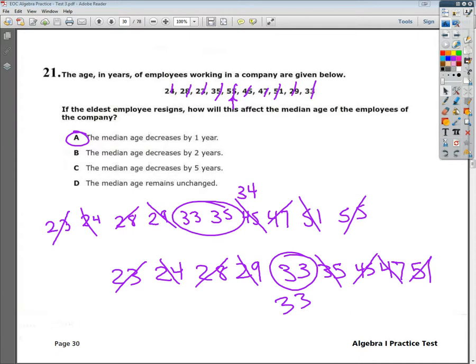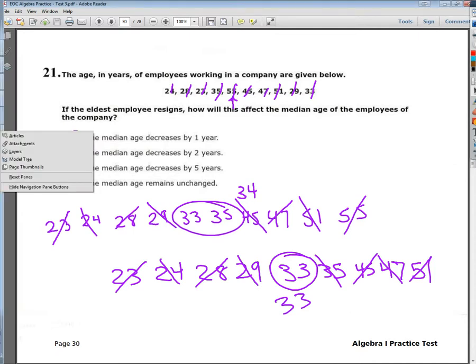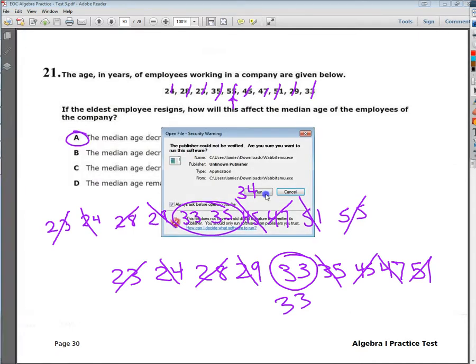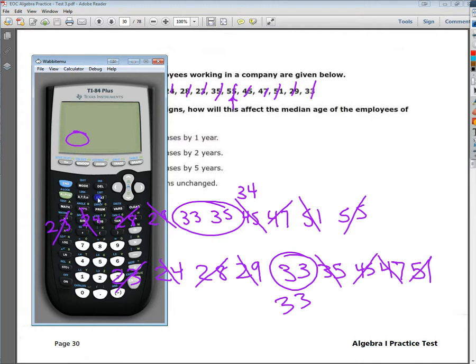Can you do these as a list in your calculator? Absolutely. If you wanted to go in and bother with it, you would go into the list. It helps if you turn it on. You would go into the list and edit a list, and then once you have your list, you would hit second list, and then you'd want to go over to math and find the median.